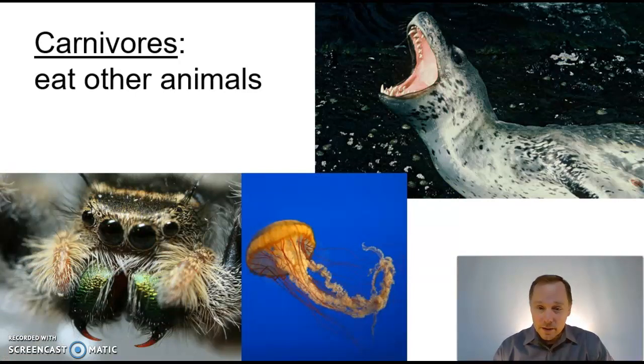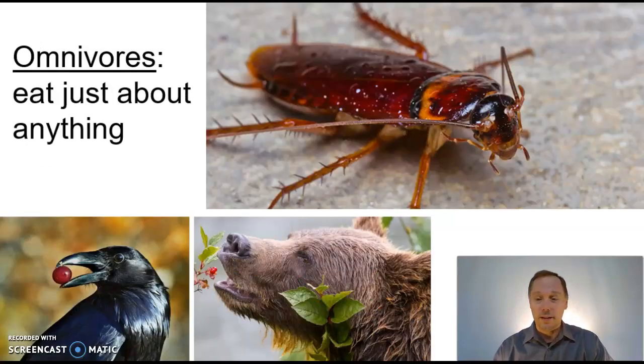The spider, the jellyfish, and the leopard seal. Animals that eat just about anything are called omnivores. Cockroach, crow, bear, and human.